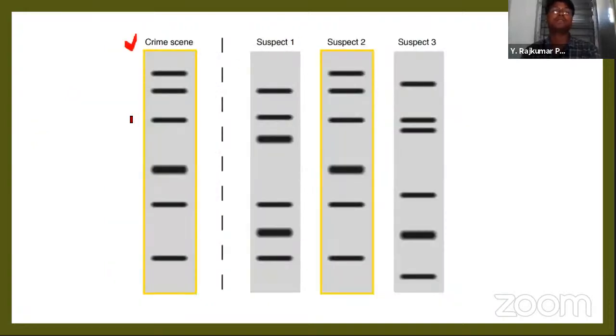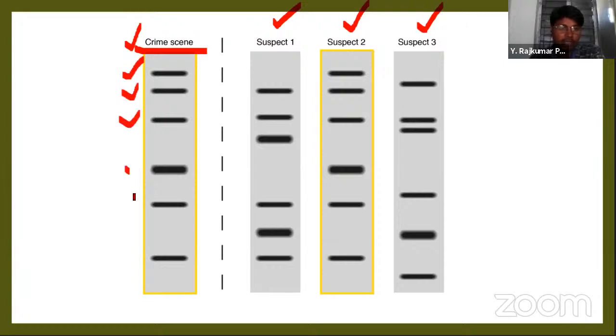Here you can see this is the DNA fingerprint from the crime scene, and there are 3 suspects, 1, 2, and 3. Let us identify who is the criminal. See here, this is the 1st band, 2nd band, 3rd band, 4th band, 5th and 6th bands, and all these bands should be matched. So it is matching with suspect number 2. See here.